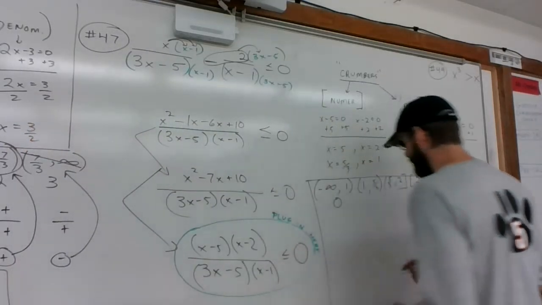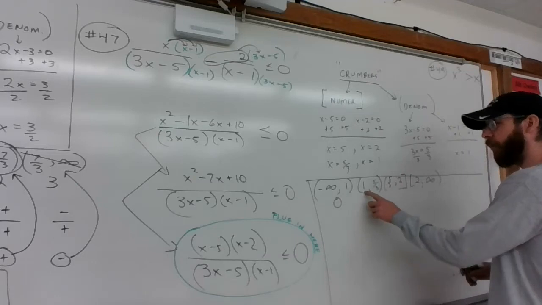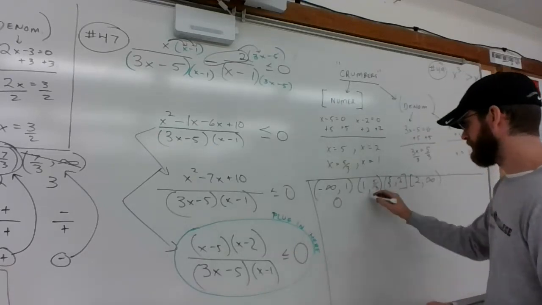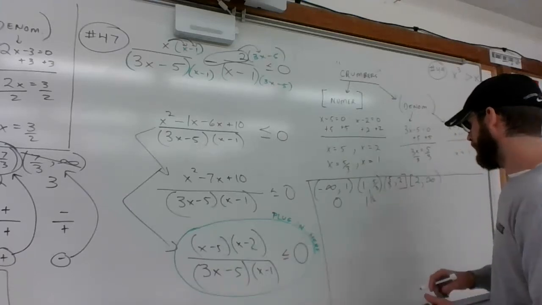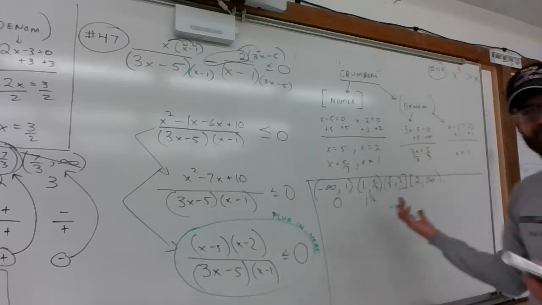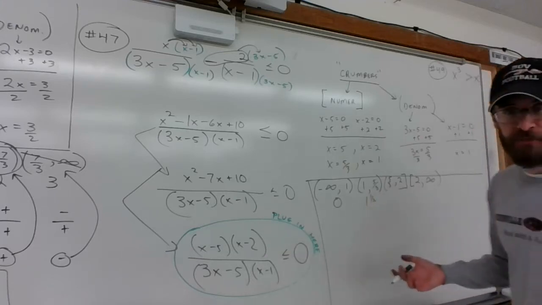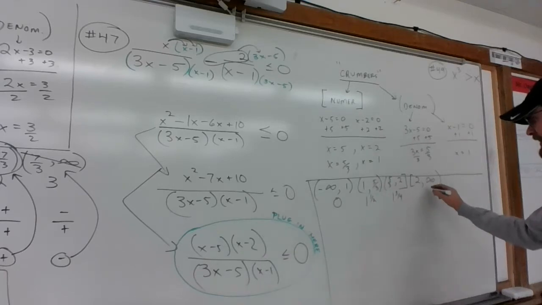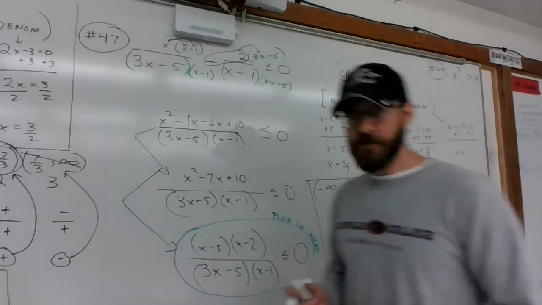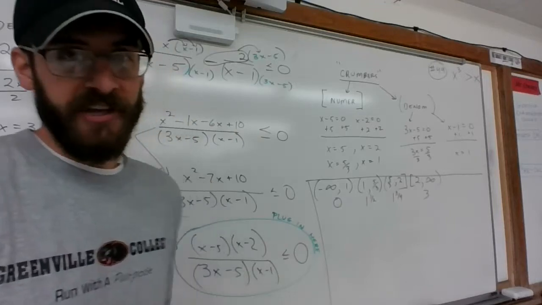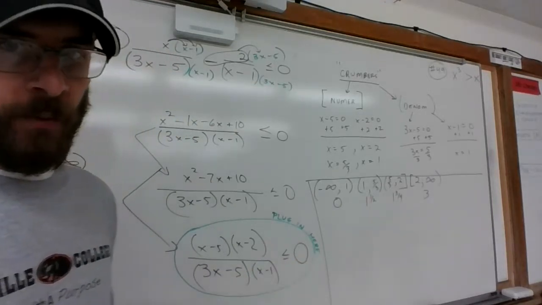So 0 is less than 1. Between 1 and 1 2/3 would be 1.5. Between 1 2/3 and 2, you could pick 1 3/4. And then 2 to infinity, pick a 3. So I think I just picked a really challenging problem just to show you guys, all right, here's how I would work my way through it.